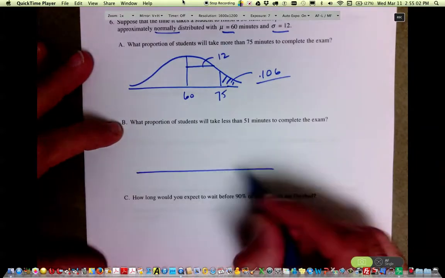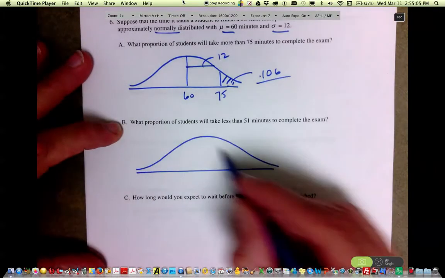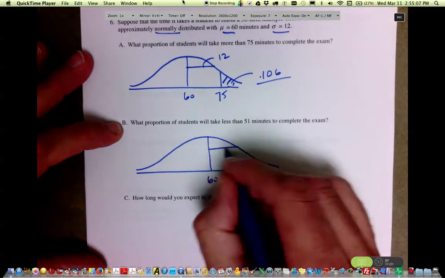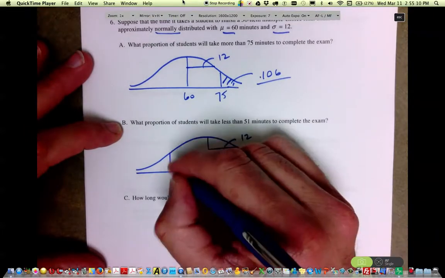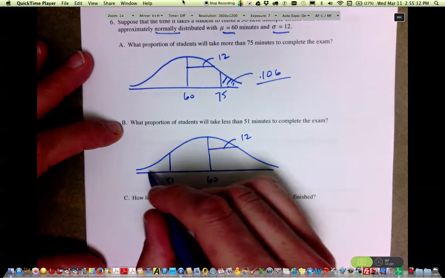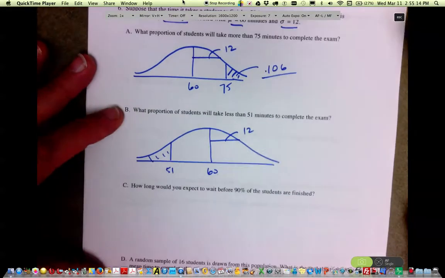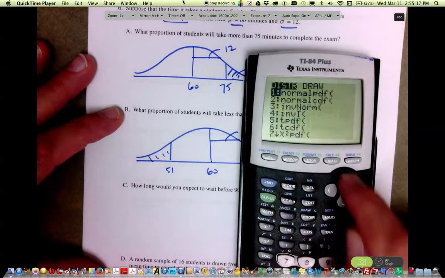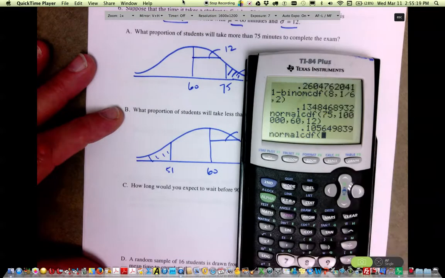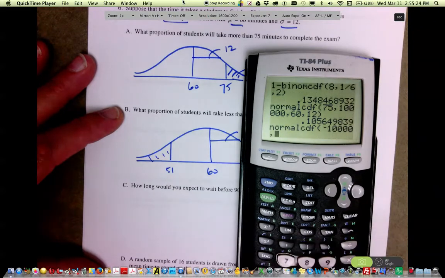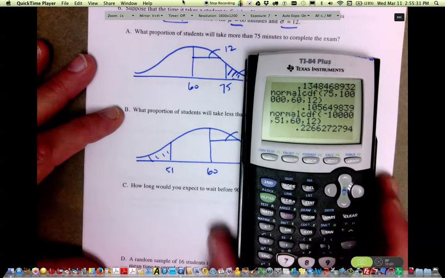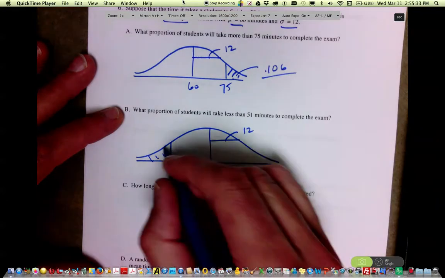What proportion of students take less than 51 minutes? All right, so same kind of distribution. 60 is the mean, standard deviation is 12, and less than 51 minutes is going to be everything on this side. So again, normalCDF. The lower value on this one is going to be negative infinity up to 51, with a mean of 60 and a standard deviation of 12. And we end up with about 22.7%.